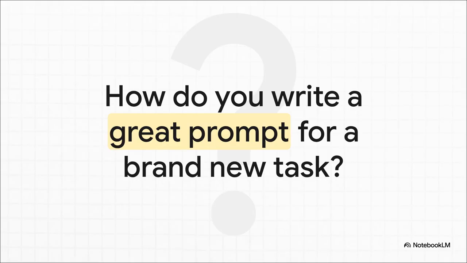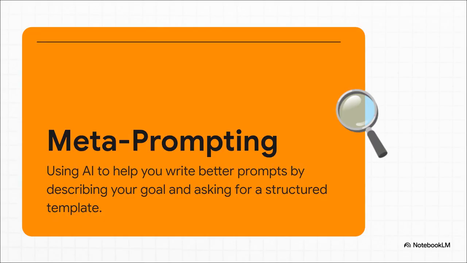This brings up a really common problem, right? How in the world are you supposed to write a great, detailed prompt for a task you've never even tried to get an AI to do before? You know the end goal, but you're just not sure what the best way to ask for it is. Well, the answer is this awesome technique called meta prompting. This is where you actually use the AI to help you write a better prompt. You just describe your goal in plain language, and then you ask the AI to act like your personal prompt writing coach and give you a structured template to use. You're basically asking it to teach you how to ask.